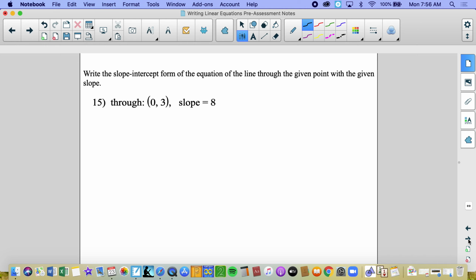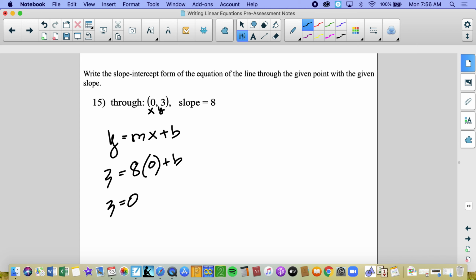And the last one, so they give us the slope, they give us a point. This is my y, this is my x: my y is 3, my slope is 8, my x is 0, and I like this. 8 times 0 is 0, and then we can just simplify that. 0 plus b is b. Nothing added to b is b itself.